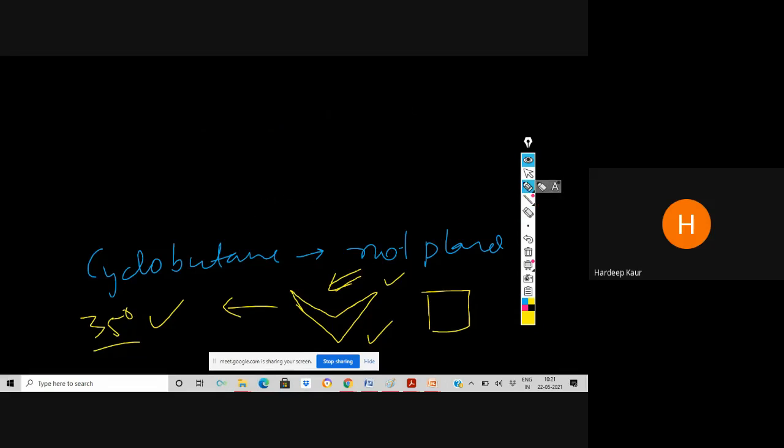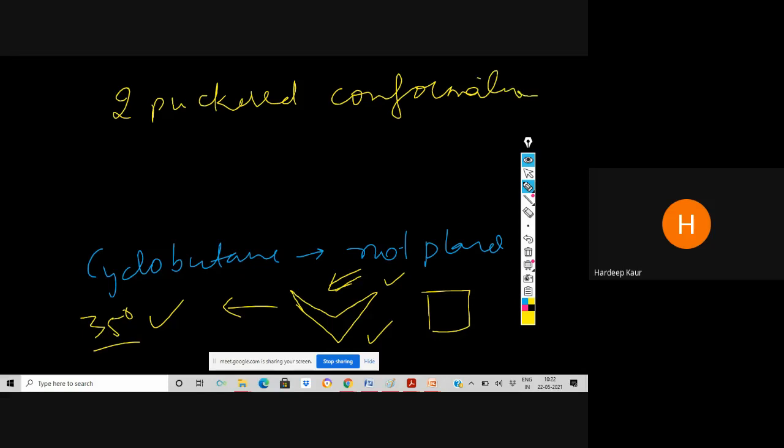Similarly, cyclopentane also has a strain in the molecule. It exists in two puckered conformations that are non-planar in nature. Two puckered conformations. The first one is envelope, and the second is half chair. So these two conformations are present for cyclopentane.